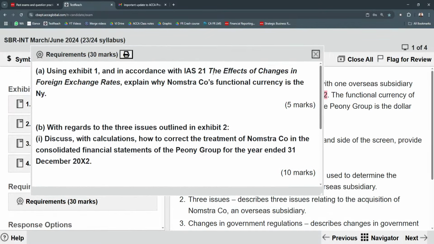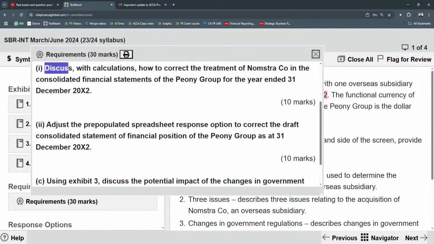Now see, explain: how many marks? 5 marks. Please, one student take the responsibility of counting the total number of marks for this explain, discuss and all these things. So first explain is 5 marks. Now discuss, 10 marks. Then adjust the pre-populated spreadsheet is for 10 marks. As I was telling, in question number 1, one question will be to adjust the pre-populated spreadsheet, of 10 to 14 marks.